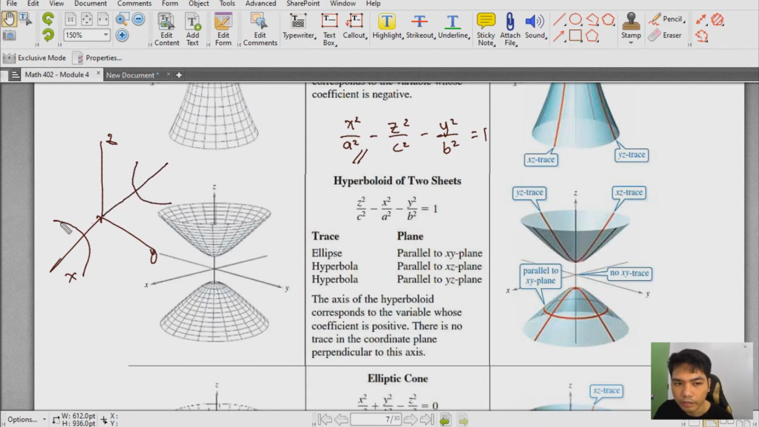So, ganito siya pag nakita natin. Parang ganyan. Hopefully na visualize nyo yung gusto kong i-portray na concept. And then, ito yung parang medyo may area yan. So, ganyan yung ating hyperboloid of two sheets kung siya is nasa x-axis. And sabi dito, there is no trace in the coordinate plane perpendicular to the axis. So, ano ba yung perpendicular dito sa ating axis na to?